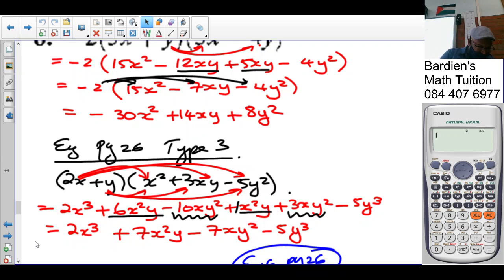You're making that same mistake here. You see negative times a positive is negative. You're writing positive. That's number 1. Then secondly, we look at this term here.